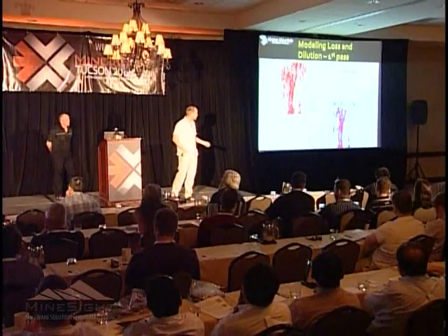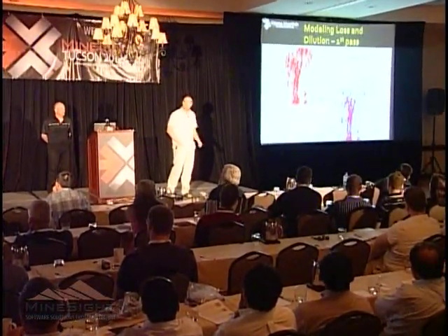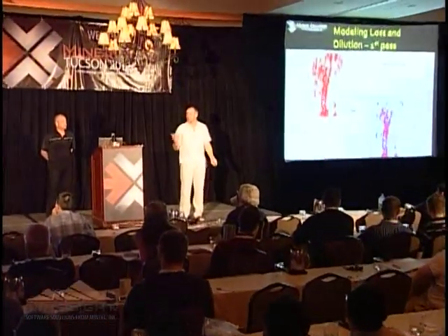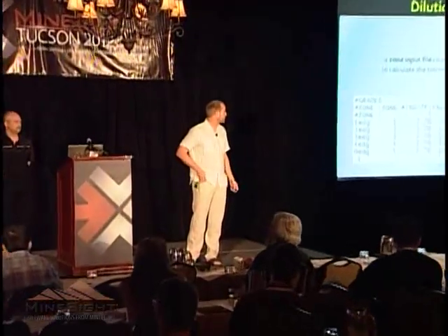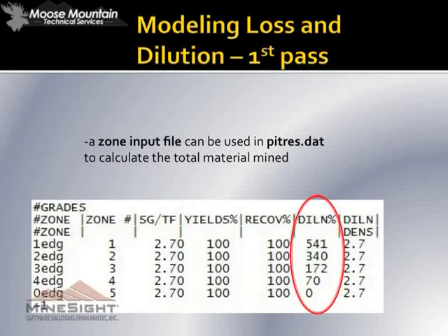So just showing you this project, you can see some of the blocks are quite scattered from each other, so you're going to have high dilution on those, and we want to make sure that we're accurately reflecting what that dilution is. Then we use the zone input file so we can specify and split out that if a block has one waste edge, it's going to have X amount of dilution, and based on how many edges it has, it's going to have this percentage of dilution.